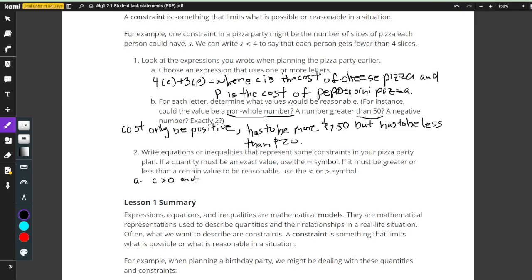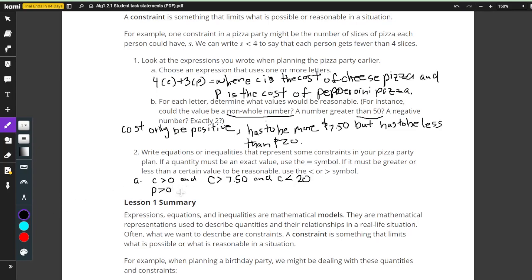And C has to be greater than $7.50. Maybe I'm going to have to write this as greater than 750. Ooh, that looks a little better. And C has to be less than 20. And we do that for P also.